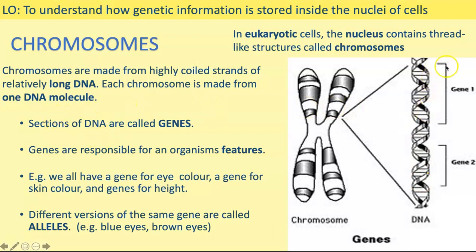Sections of DNA are called genes. Genes are responsible for the organism's features. So, for example, we all have one gene for eye colour, a gene for skin colour, and we also have some genes for height. Different versions of the same gene are called alleles. So our eye colour gene has different alleles, for example, blue eyes or brown eyes.